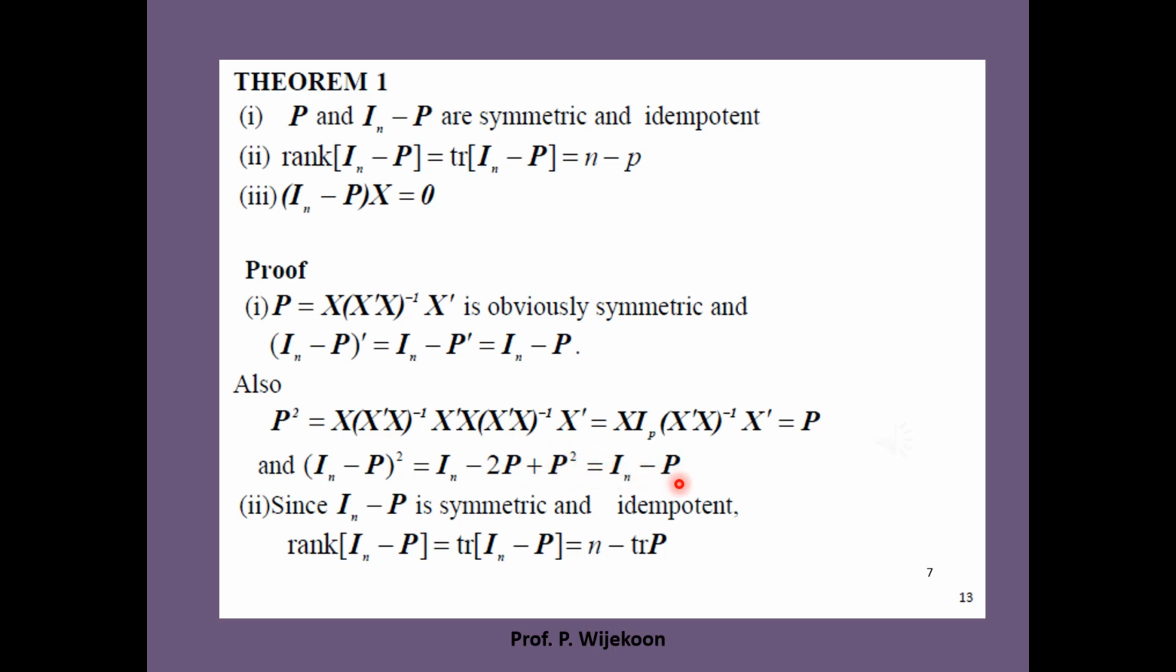In the second part of this theorem, we have to find the rank of I minus P. Since I minus P is symmetric and idempotent, rank of I minus P is equal to trace of I minus P. Since I is n by n matrix, trace of I is n. And now we have to find the trace of P.